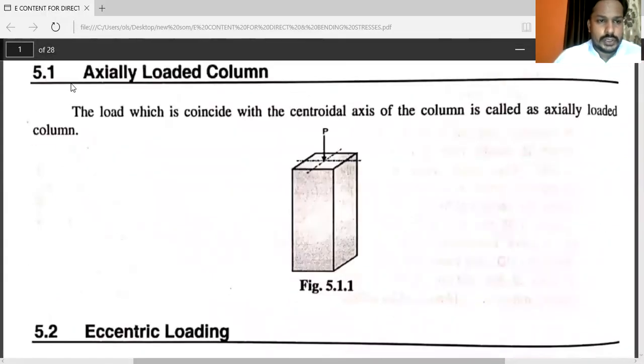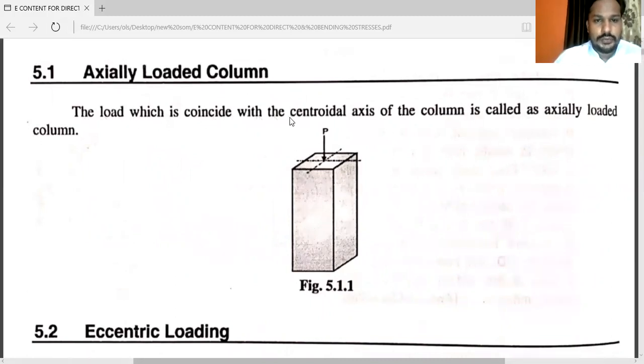See, the first concept, that is axially loaded column. The load which coincides with the centroidal axis of the column is called an axially loaded column. You can see here, this is a point. On that point, the load P is acting. You can see this is the intersecting point of both axes, the first axis and the second axis. And P is acting on this point.